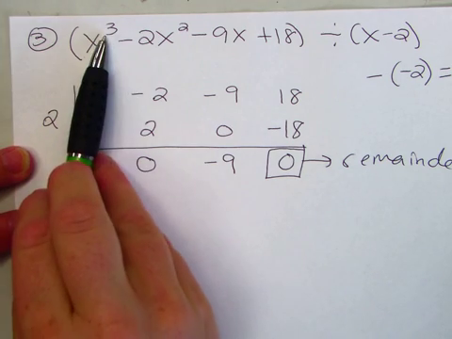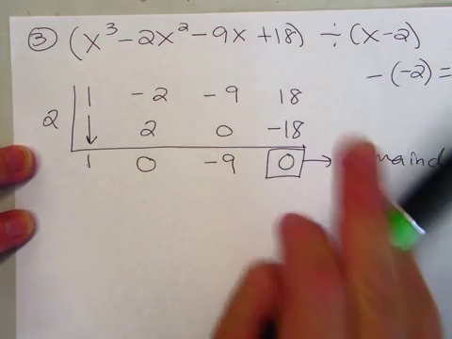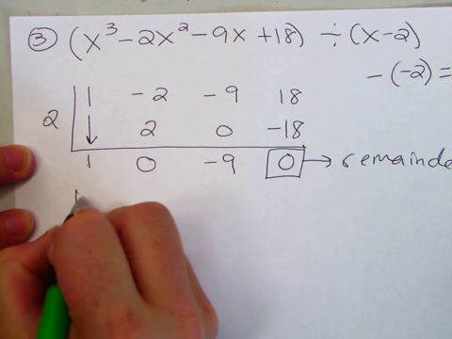Now let's write it in. x cubed divided by x is x squared. So 1x squared.